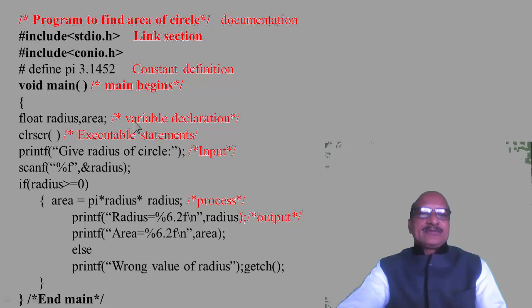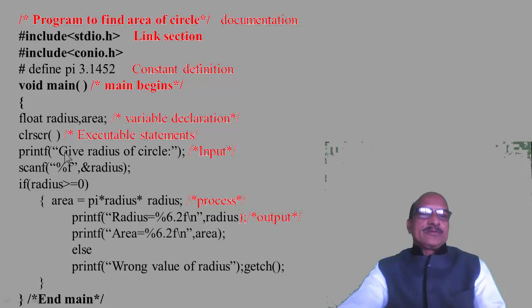Then here I have declared two variables, variable declaration: float radius, comma, area. Radius and area now store real constants, constants with a decimal point. Then clrscr will clear the screen, the garbage present on the screen. Okay. Then firstly I prompt the user with printf, so that whatever is present within the double quotation marks goes to the monitor.